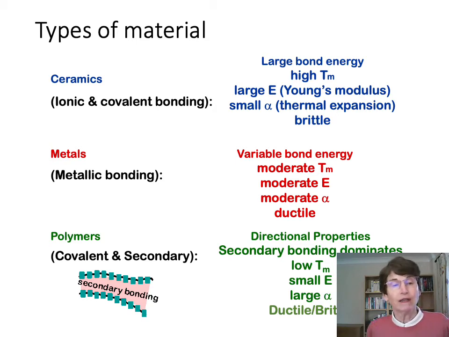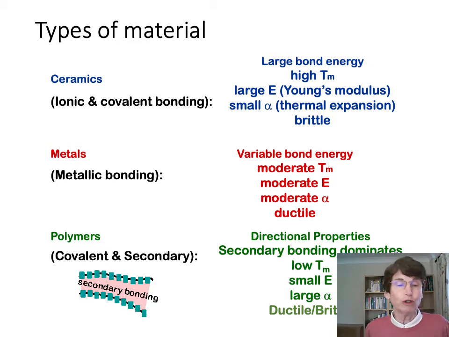Metals, on the other hand, of course, are dominated by metallic bonding. They tend to have slightly lower bond energies, so maybe lower melting temperatures and not quite as stiff. But most of all, what's associated with metallic bonding or metals is that they're ductile. So you drop them or you make a car out of them and you have a car crash. They bend, they don't shatter.